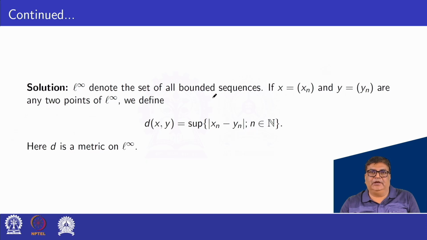Solution. L infinity denotes the set of all bounded sequences. If x equal to (x_n) and y equal to (y_n) are any two points of L infinity, we define d(x,y) equal to the supremum of mod x_n minus y_n, such that n belongs to N. Here d is a metric on L infinity. The proof of this is very simple, and it was already discussed in lecture 2, so proving that this space is a metric space can be avoided here.